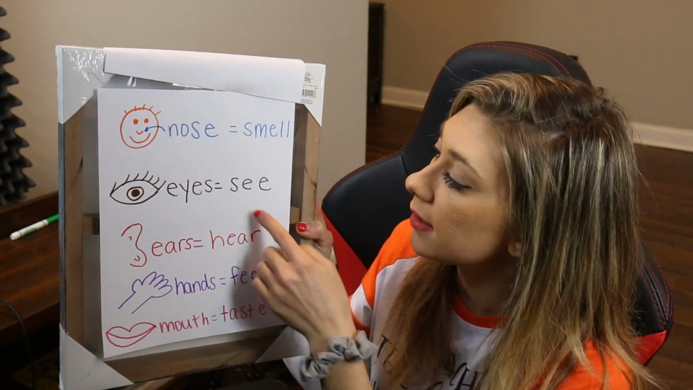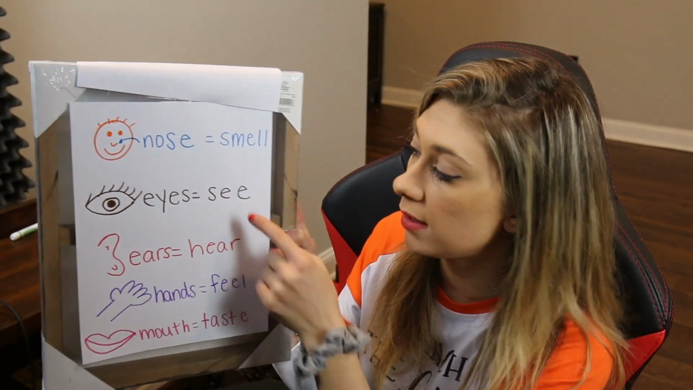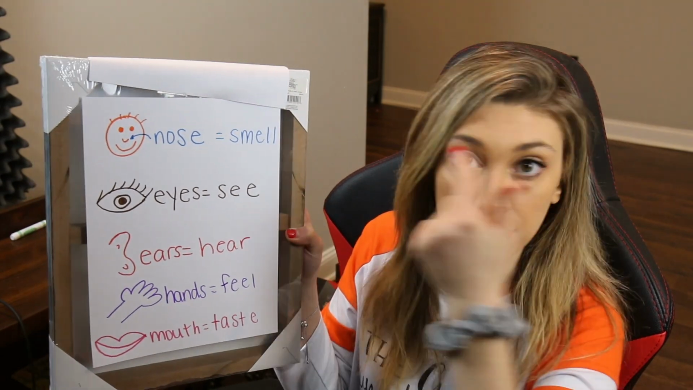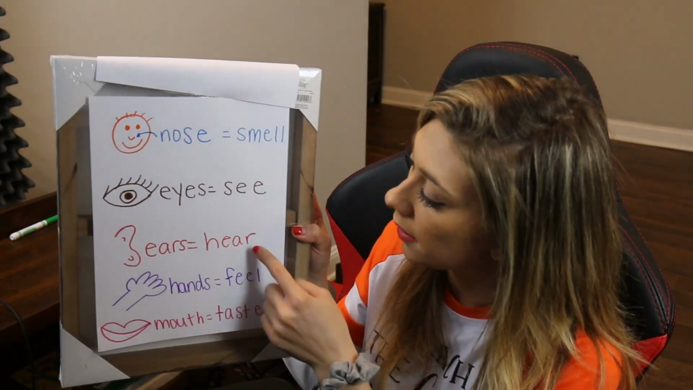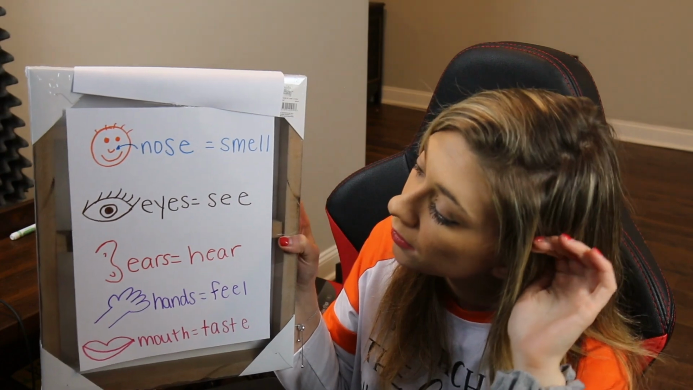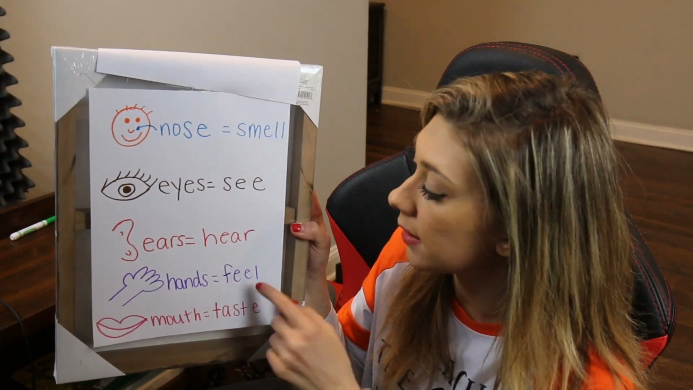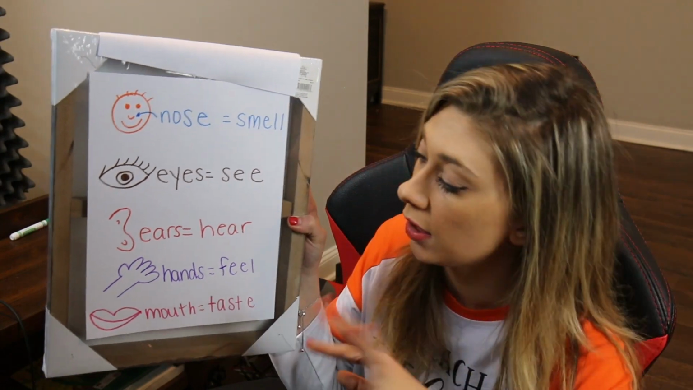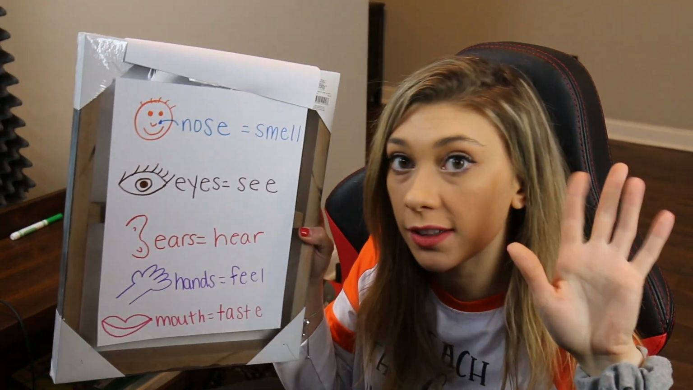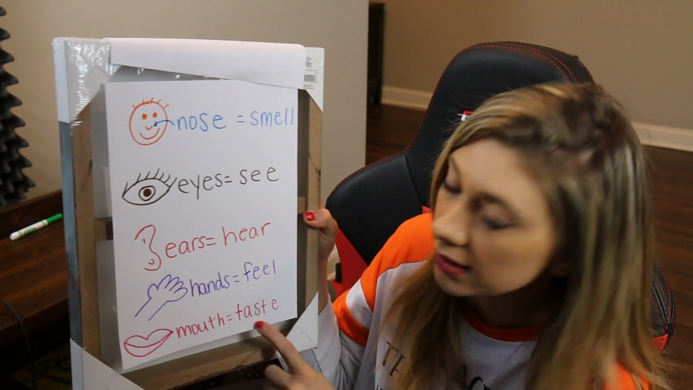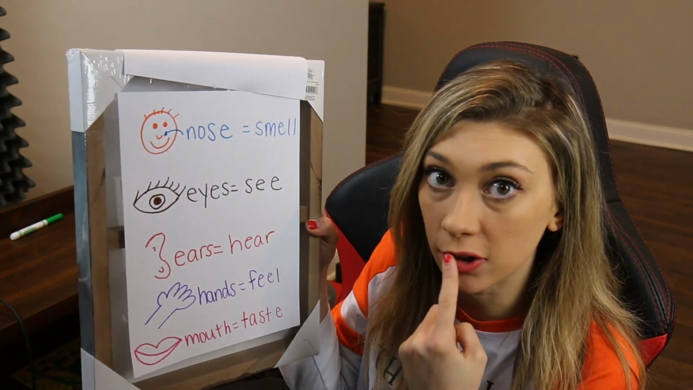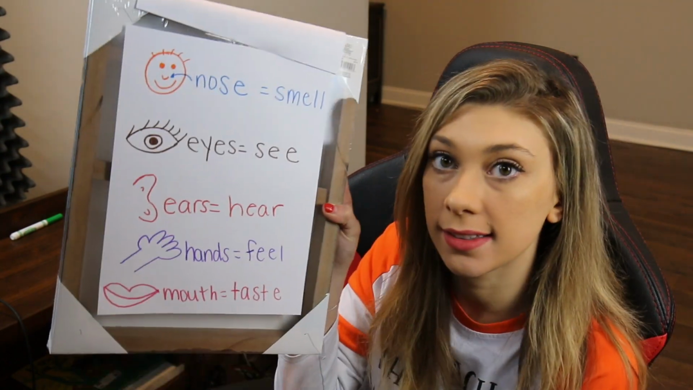So just to review our 5 senses, we have the sense of smell, which we use our nose to smell, the sense of sight or to see, which we use our eyes to see, the sense of hearing, to hear, which we use our ears to hear, the sense of feel or touch, which we use our hands and our fingers to feel and touch, and the sense of taste, which we use our mouth and our tongue to taste.